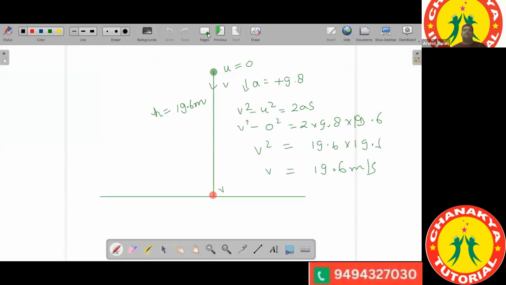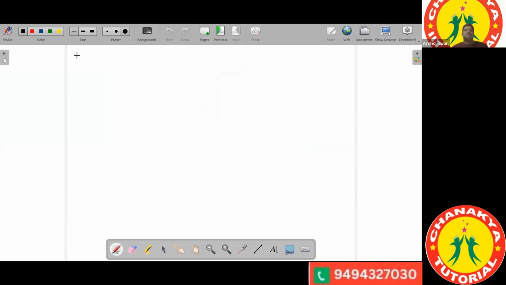So this was the question where we had done the equations. We apply the equations of motion, that is v equals u plus at, and s equals ut plus 1 by 2 gt squared. Then v squared equals u squared plus 2as. So these are the three equations which we apply here in gravitation also.